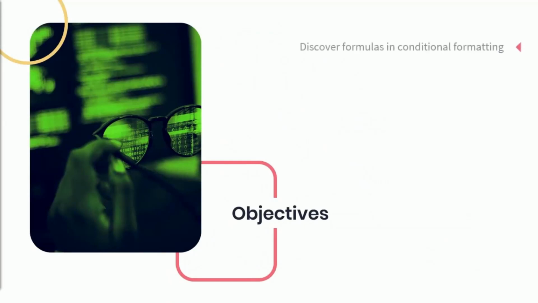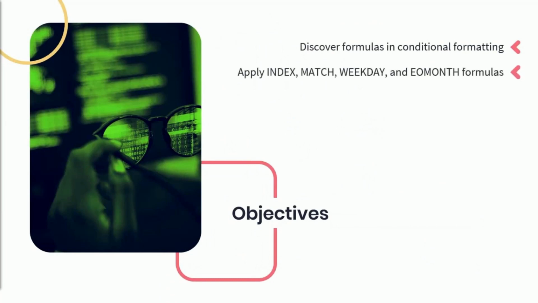So firstly, we'll start off by discovering different formulas in conditional formatting. Then we'll move on to see exactly how we can apply the match, index, weekday, and end of month functions. And last but not least, when we're working with large data sets, it is best to split our views in order to see exactly what we're working with. But we'll go into a little bit more detail at the end of the lesson.